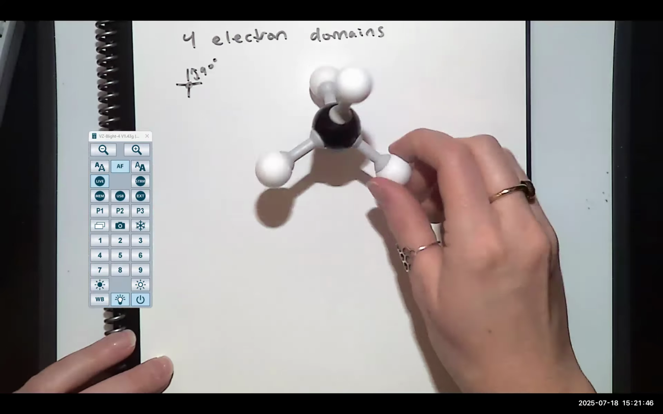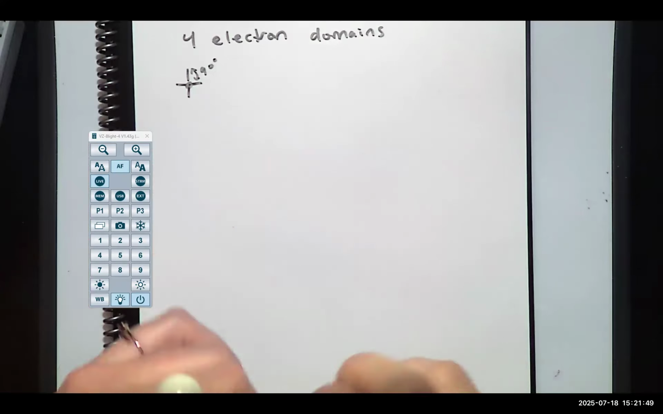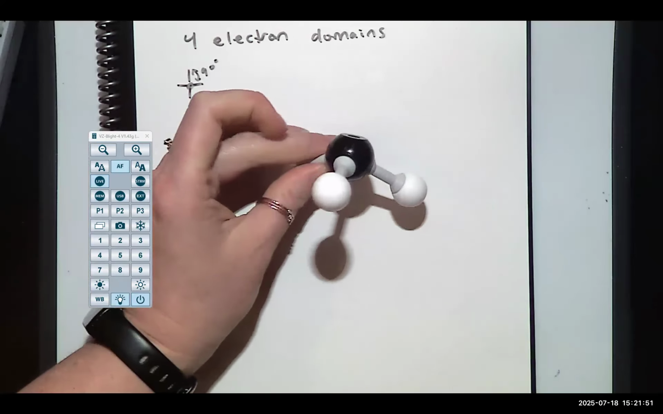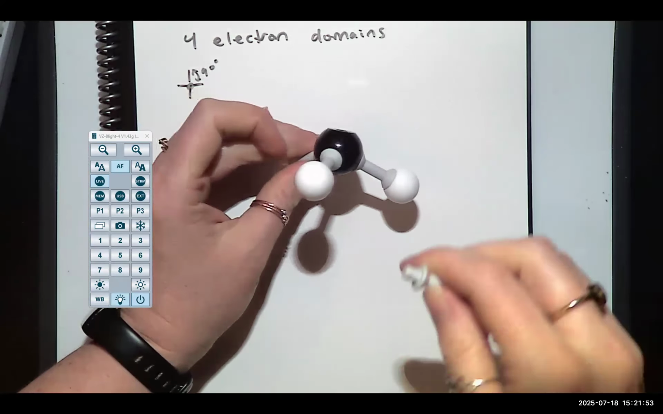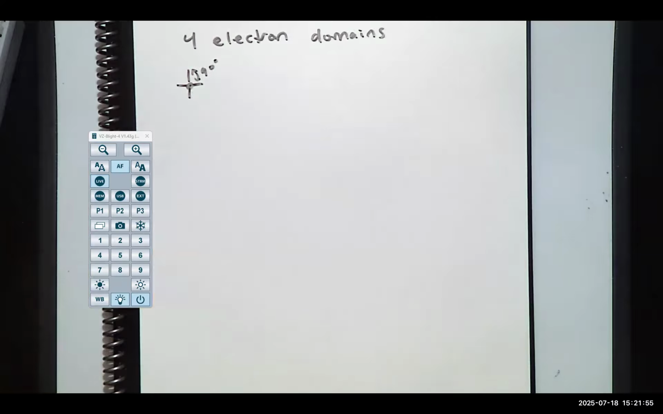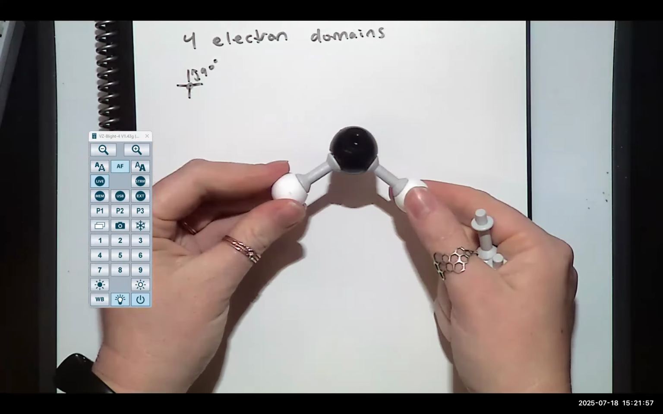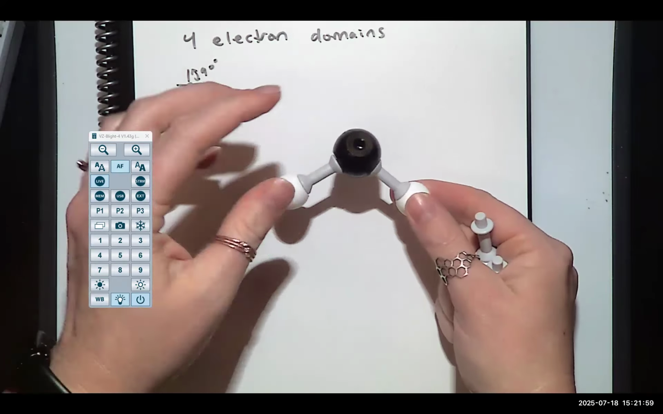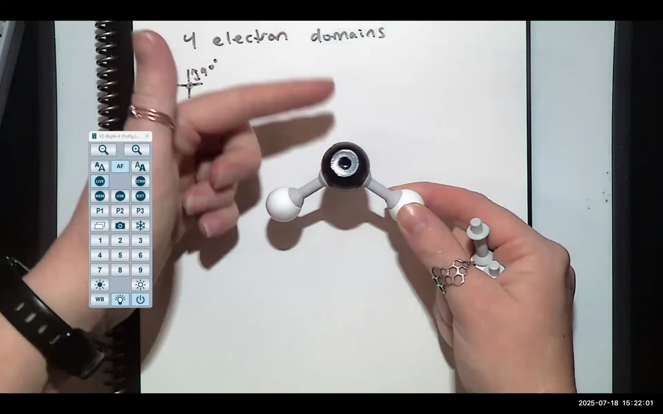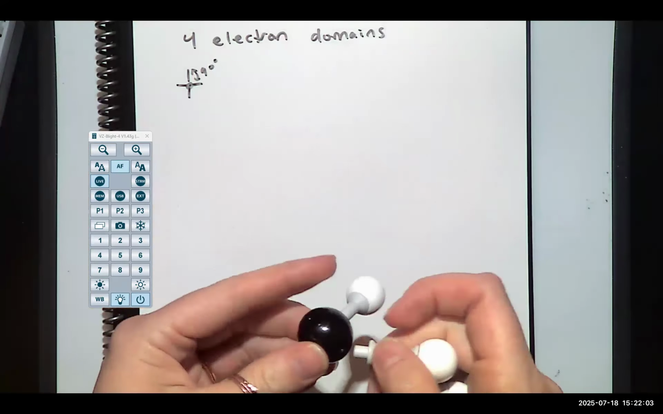Now, if we have 4 electron domains and one of them is a lone pair, hopefully you remember that gives us this trigonal pyramidal shape. And if 2 of them are lone pairs, it gives us a bent shape. Because there is still a cloud of electrons here and here, they're just not actually bonds.